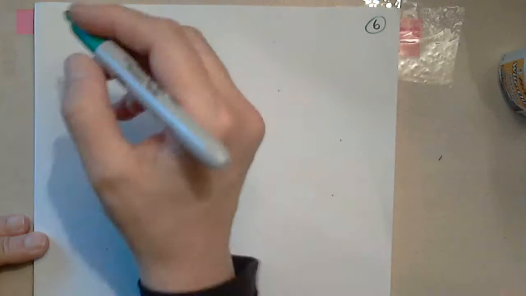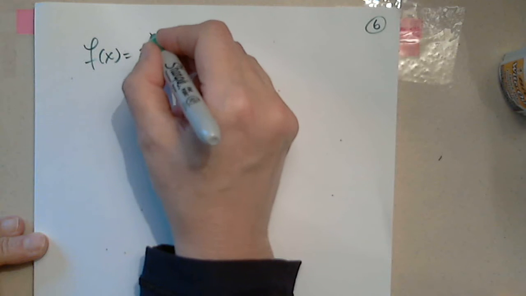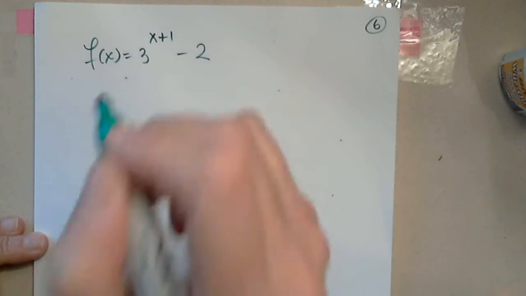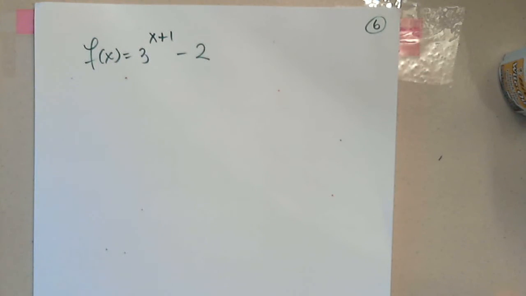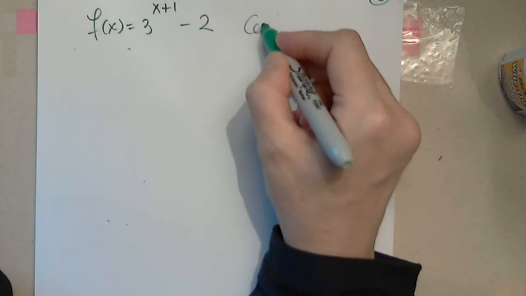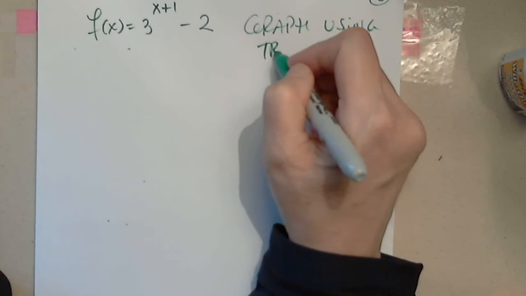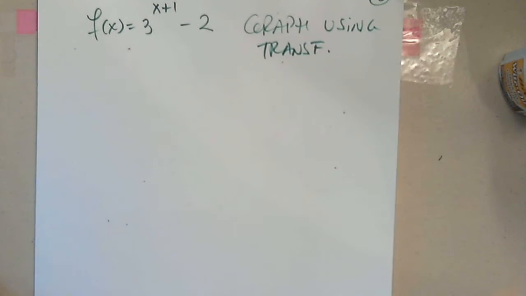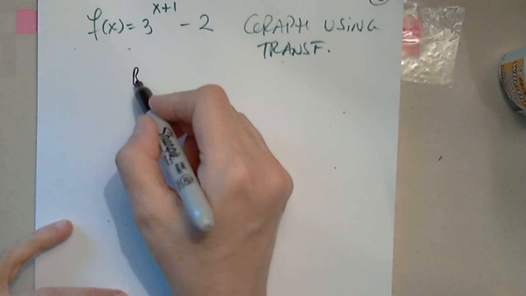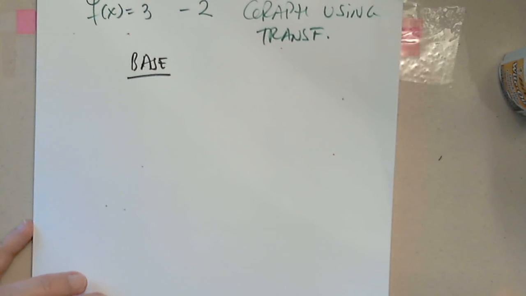Very good. So let's take a look at the following. Let's say we have f of x equals 3 to the x plus 1, minus 2. So we want to graph using transformations. First, I have to identify the base function, or the original function that I used here.